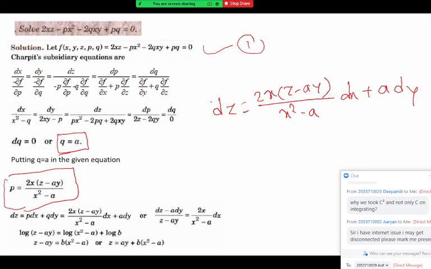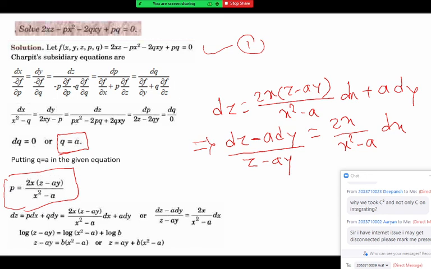You will observe the integral of dz is z, and integration of a dy is also okay, that is ay. But you cannot integrate this term because the coefficient of dx should be a function of x only. So rearrangement is done. dz minus a dy, this term we take on the left hand side, is equal to 2x upon x square minus a dx. Only this term is kept. We don't want this term on the RHS because it should not be in the coefficient of x, so you should divide here.